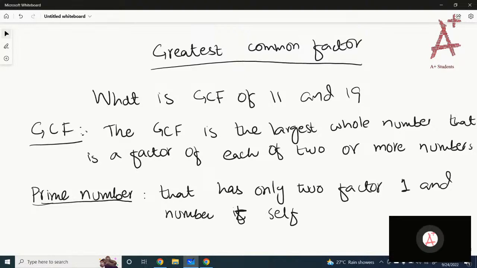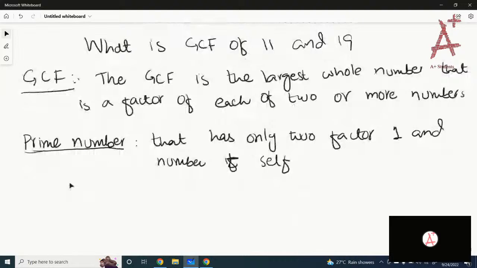Okay, so the numbers are 11 and 19. So we have to write the prime factorization of these numbers. So let me write down 11 and 19. Both the numbers are already prime numbers. 11 is a prime number. You don't have any other factors of 11 other than 1 and 11. You don't have any other two numbers that when multiplied make 11. Got it? So 11 is already a prime number.